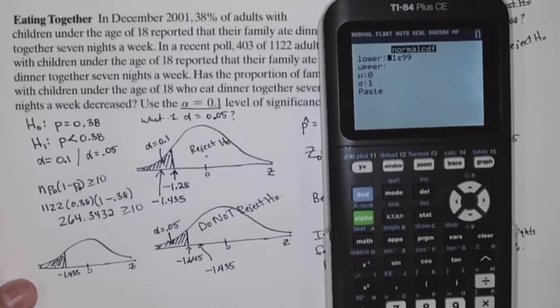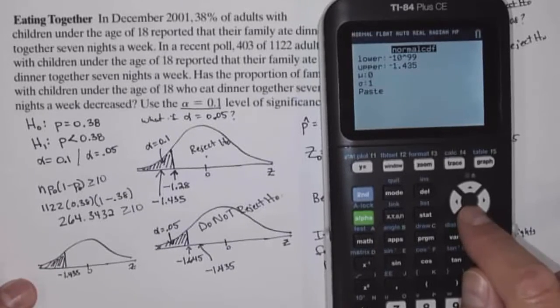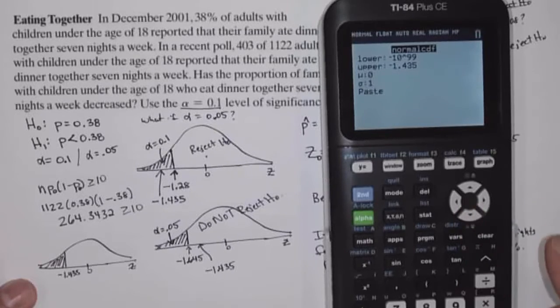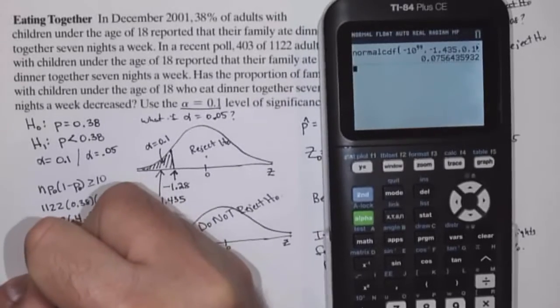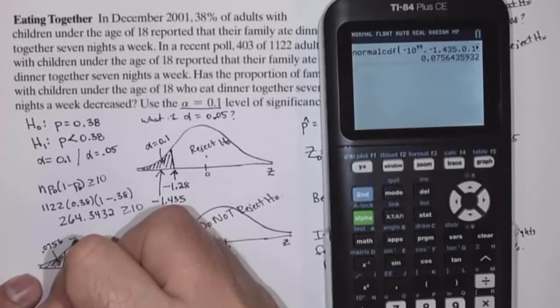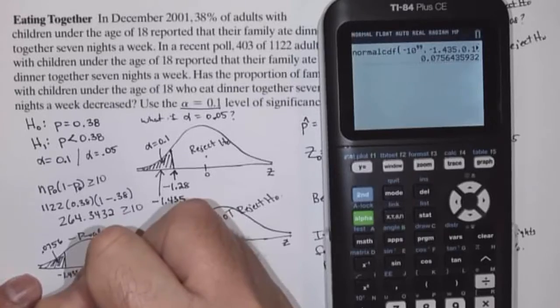If I go to normal CDF, I'm going from a big negative number to negative 1.435. It's the standard normal, so the mean's 0 and the standard deviation's 1. And so this gives me this area, which is 0.0756. So this area is 0.0756. That area is the p-value.